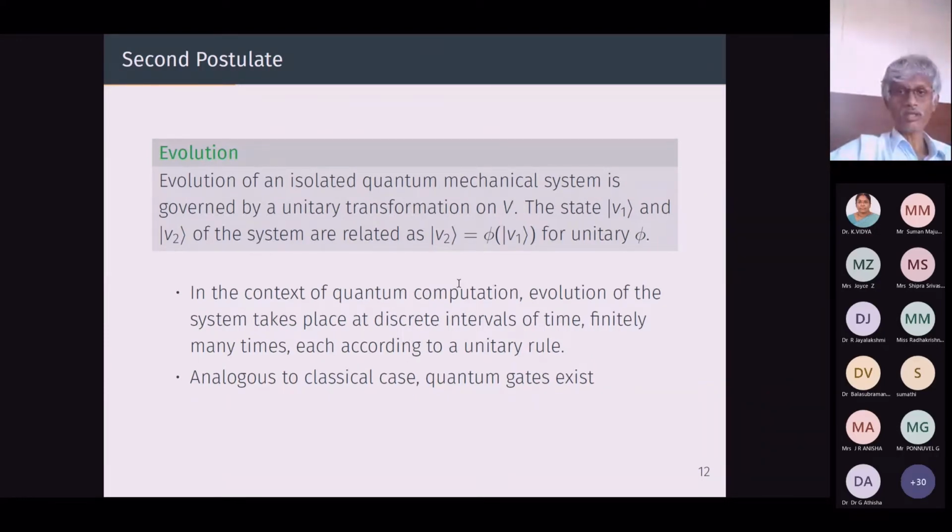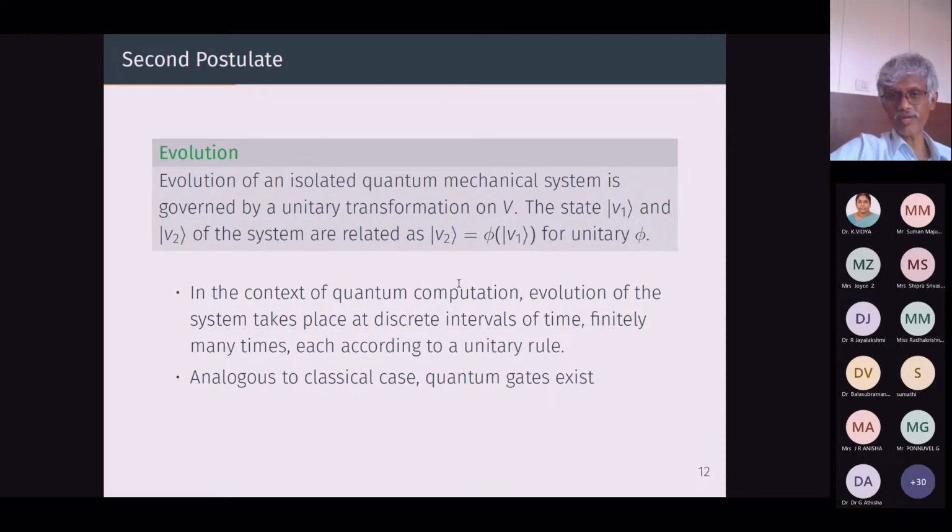If you take a snapshot of the quantum mechanical system at some time, and observe that the state is V1 (of course you cannot do it physically, but I'm just saying), if the state is ket of V1 at some time and ket of V2 at some other time, then ket of V2 is the image under the unitary transformation phi.